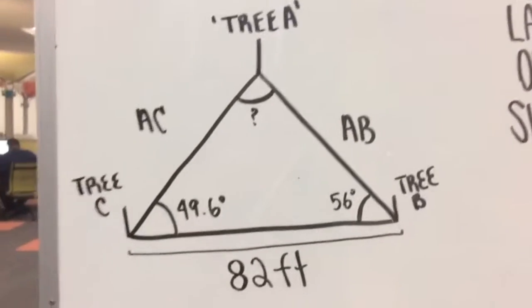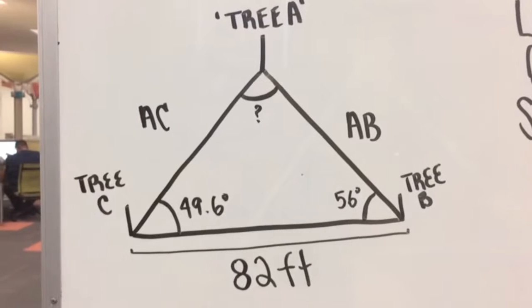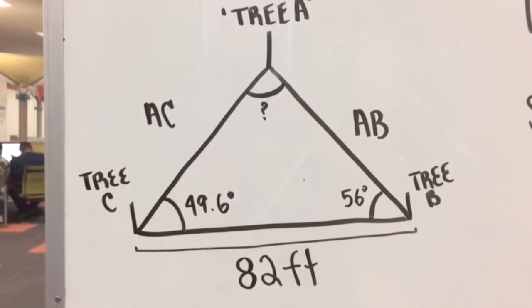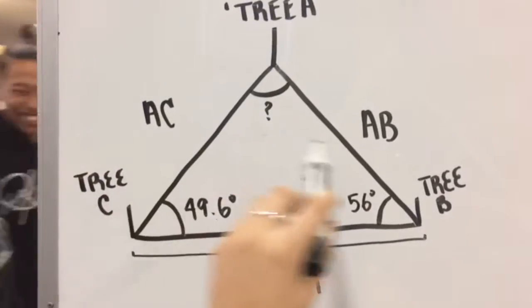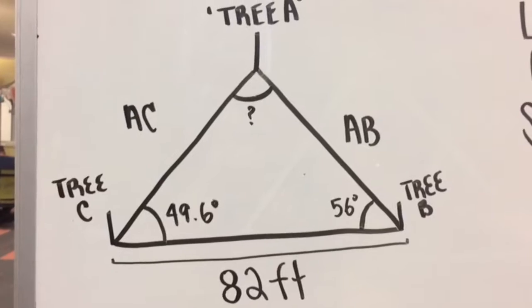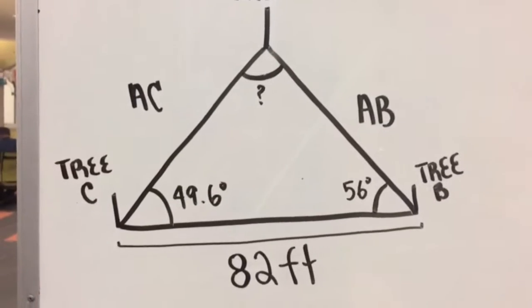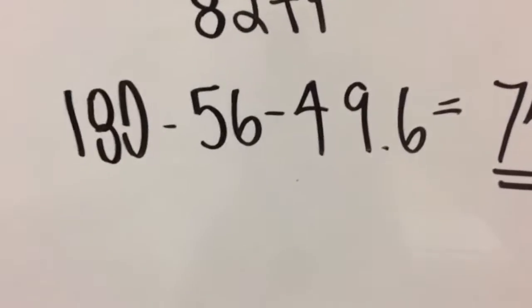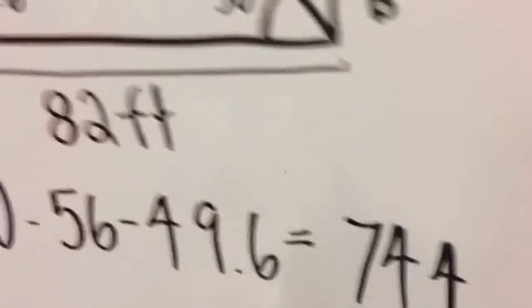Okay, so in order to find the perimeter of the 3 trees, we're going to have to find the 2 missing sides and the missing angle between tree C and tree B. So in order to find the missing angle, all we have to do is subtract the 2 known angles from 180, giving us 74.4.